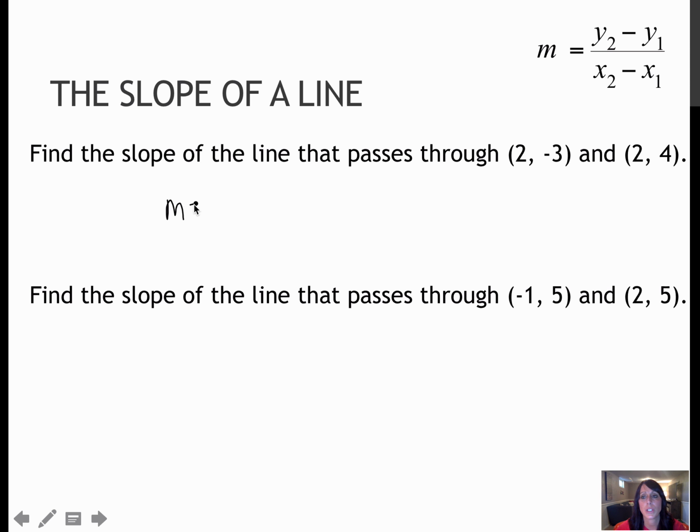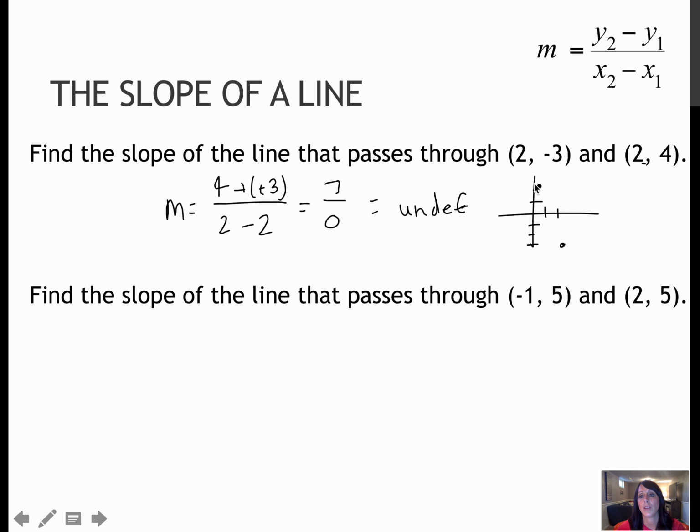So again, I'm just going to use my slope formula. 4 minus negative 3 over 2 minus 2. This is a special case because I have 7 over 0. 2 minus 2 is 0. Remember, when the 0 is on the bottom, this would be an undefined slope, which means that if I were to graph it, it would be a vertical line, which makes sense because if I were to graph 2, negative 3 and 2, 4, they would in fact make a vertical line.